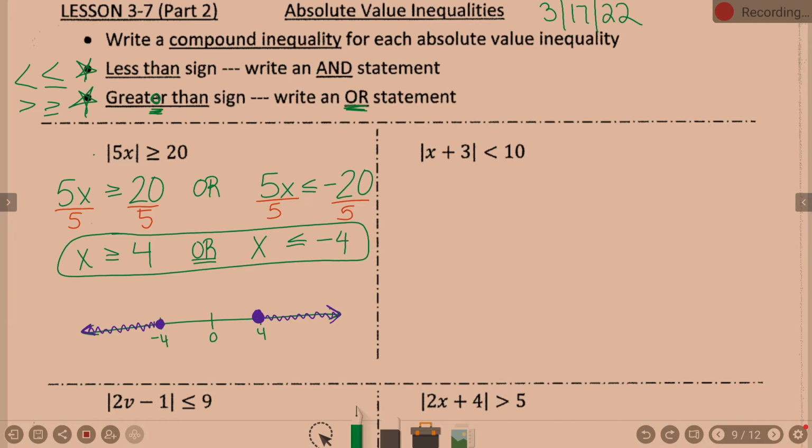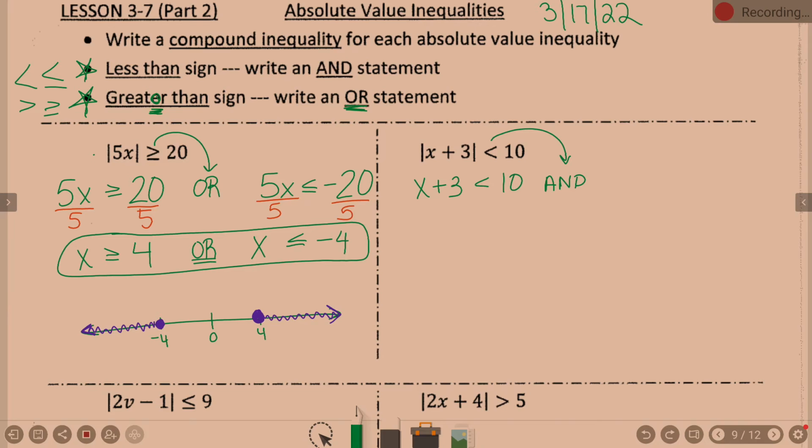Okay. When I set up my two inequalities, just like over here, the first one is going to stay the same. We're going to keep it as is. We're just going to drop our absolute value. So I'm going to keep it x plus 3. I'm going to carry down my sign and carry down my positive 10. Now, I have to know a word. And or. Last time we used or. It's going to be and. Why am I using and? Because it's less than. Because this is a less than sign, I'm going to use and.